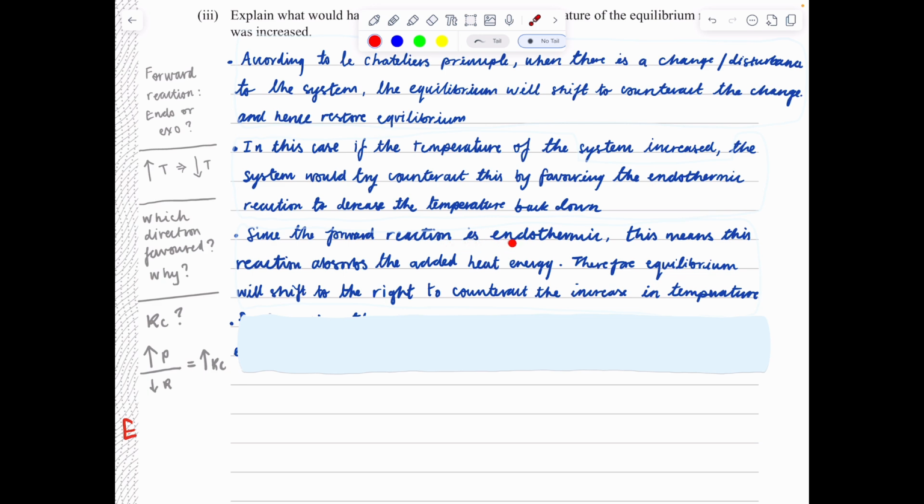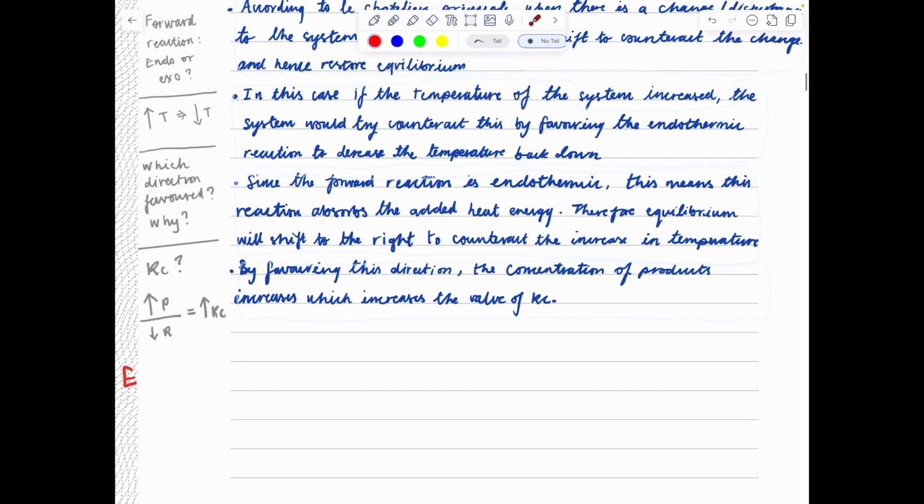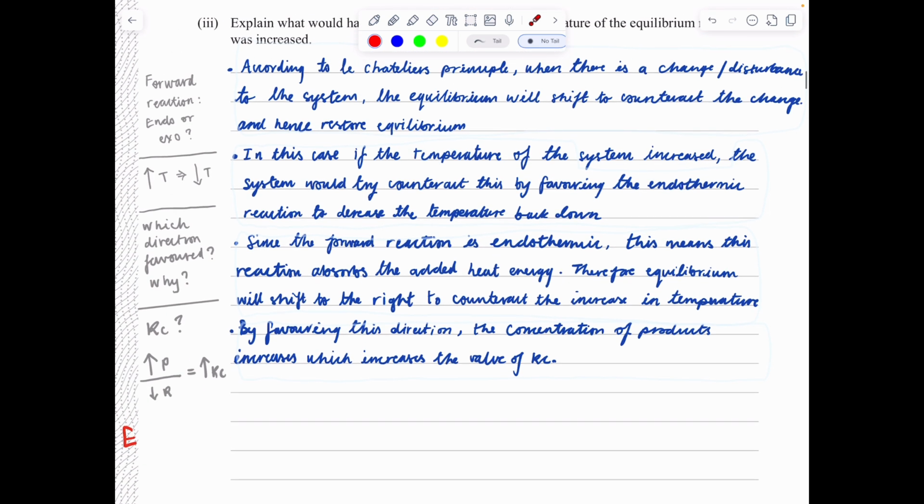So, since the forward reaction is endothermic, how do we know it's endothermic? Because of the positive delta RH. This means this reaction absorbs the added heat energy. Therefore, equilibrium will shift to the right. It's important to give the direction of where the equilibrium is shifting to counteract the increase in temperature. Final part, referring to Kc: by favouring this direction, the concentration of products increases, which increases the value of Kc. And that gets you an excellence by talking about all these things.